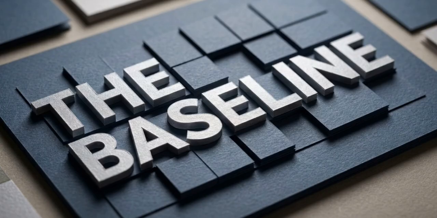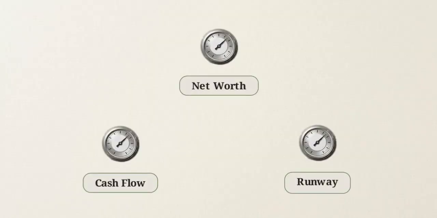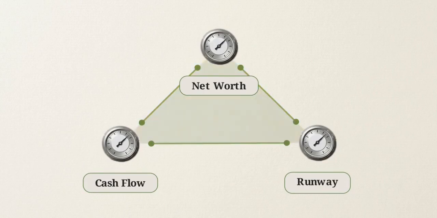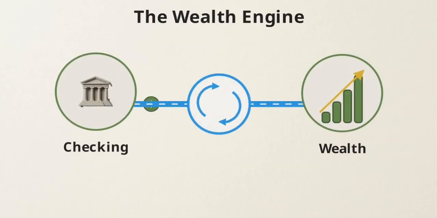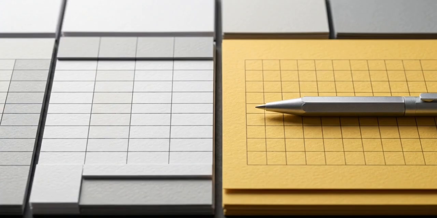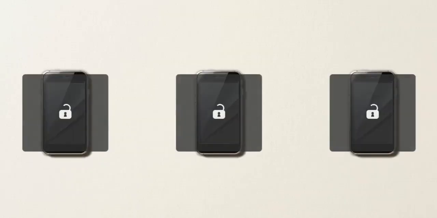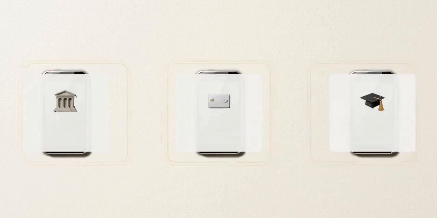By the end of this 6-minute video, you will calculate your exact Financial Now, a baseline built on 3 specific numbers that reveal exactly where you stand today. Once we have those numbers, we'll move into action by setting up your first automated wealth building transfer. To follow along, open a blank spreadsheet or grab a piece of paper and log into all of your bank accounts and loan portals right now.